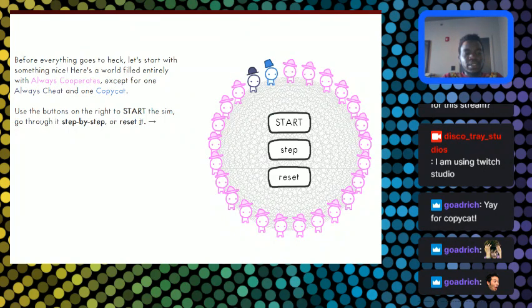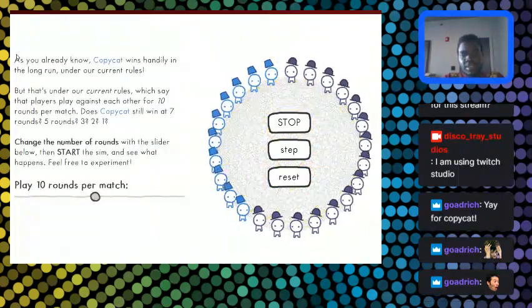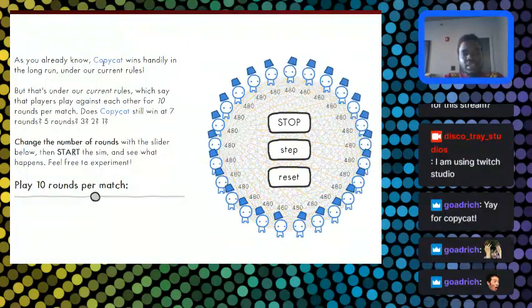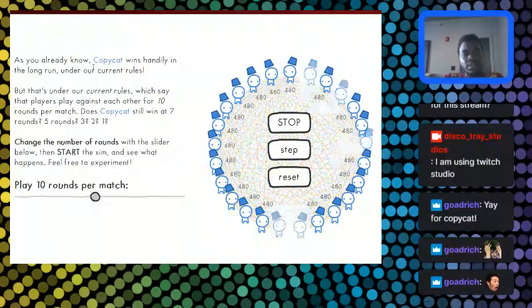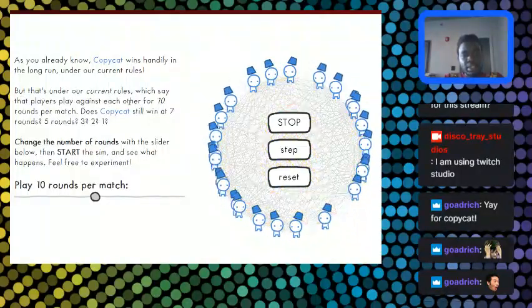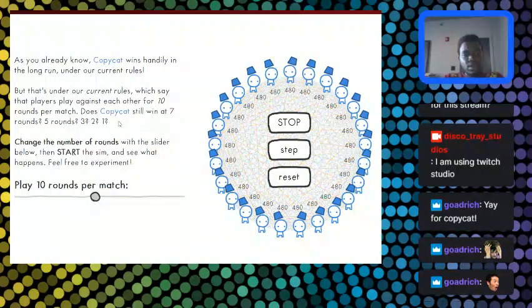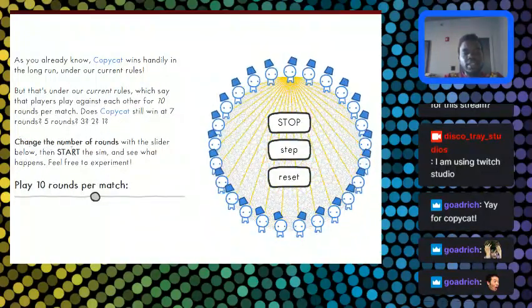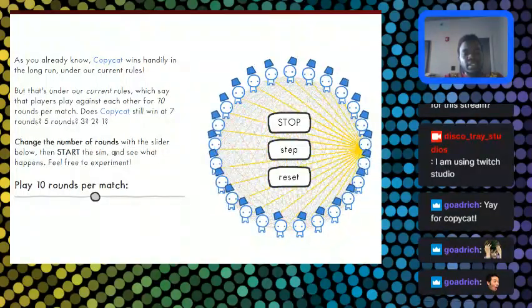Go through it step by step. I'll reset it. As you already know, copycat wins handily in the long run under our current rules. But that's under our current rules, which say that players play against each other for 10 rounds per match. Would copycat still win at 7 rounds, 5, 3, 2, 1? Change the rounds with the slider below, start the sim, and see what happens.